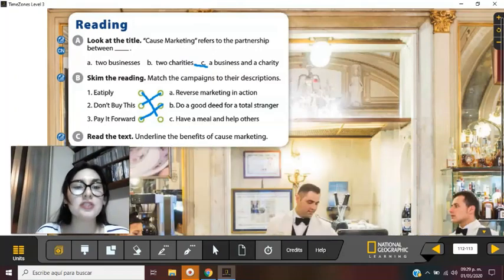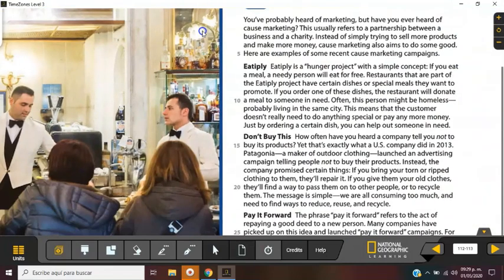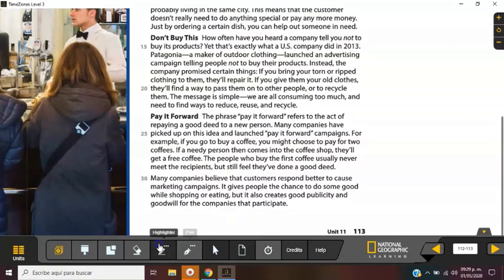Okay, now let's continue with page 114. Something that I want you to check that is really, really important. I want you to check before we continue this part. Many companies believe that customers respond better to cause marketing campaigns. It gives people the chance to do some good while shopping or eating, but it also creates good publicity and goodwill for companies that participate.